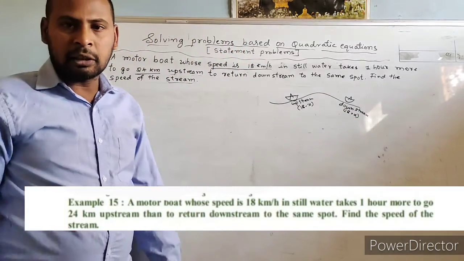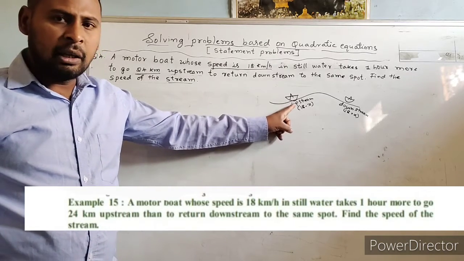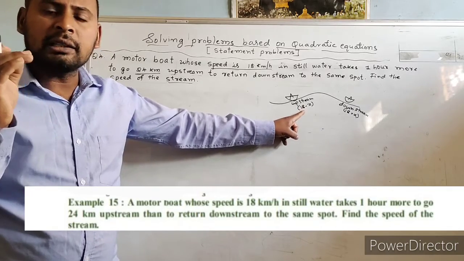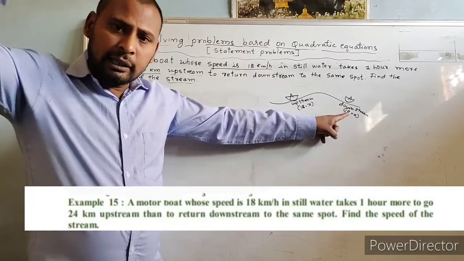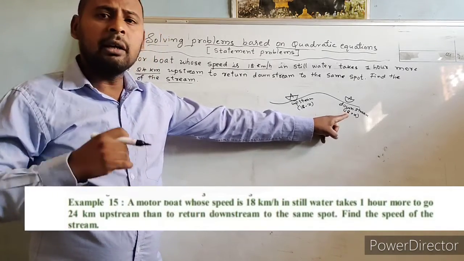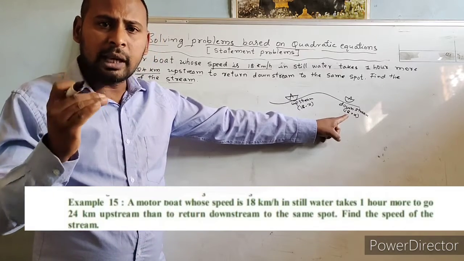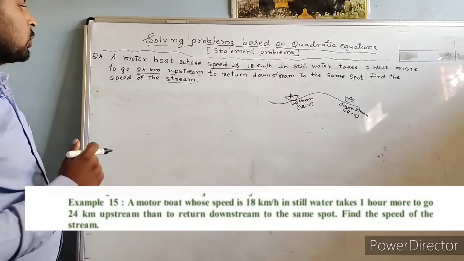You can write x plus 18, or you can take 18 plus x. Now in case of upstream the speed decreases, so it is taken as 18 minus x km per hour. In case of downstream the speed will increase, therefore it is written as 18 plus x km per hour. Now come to the solution.